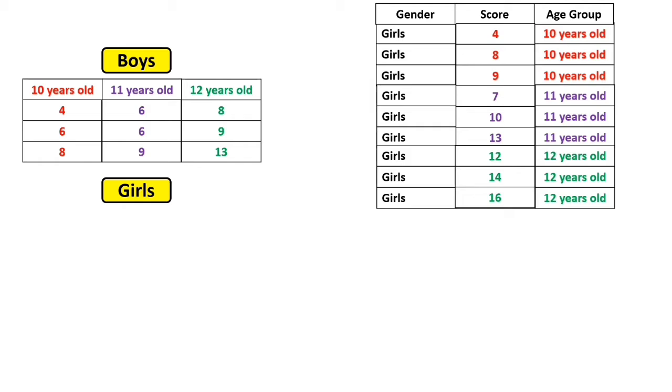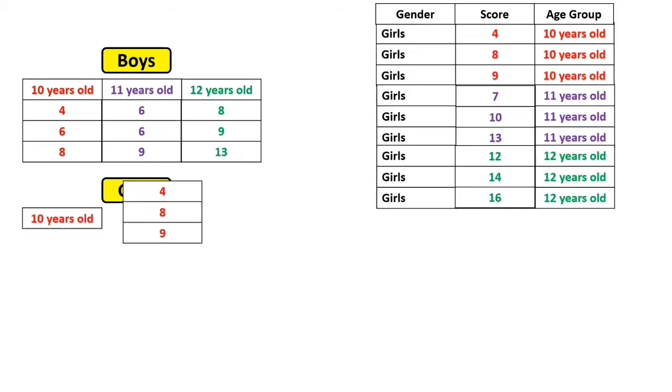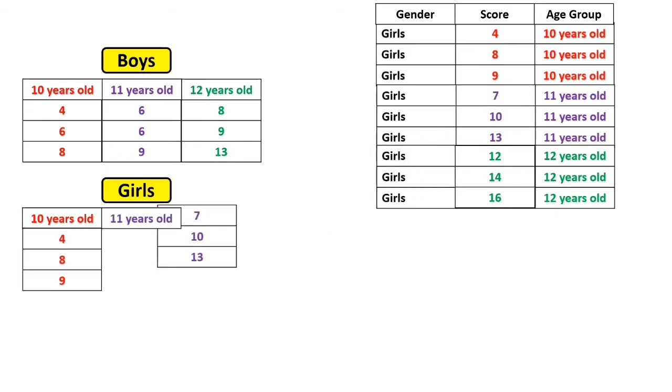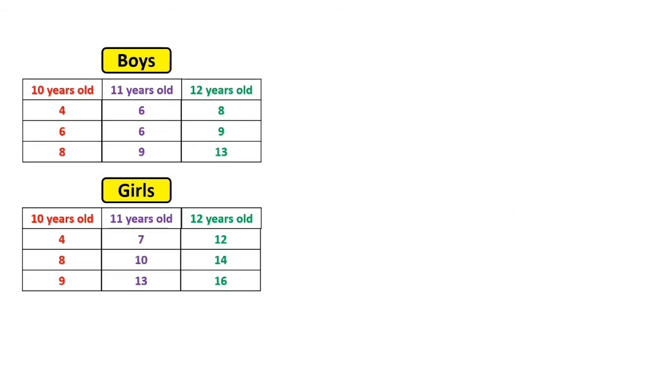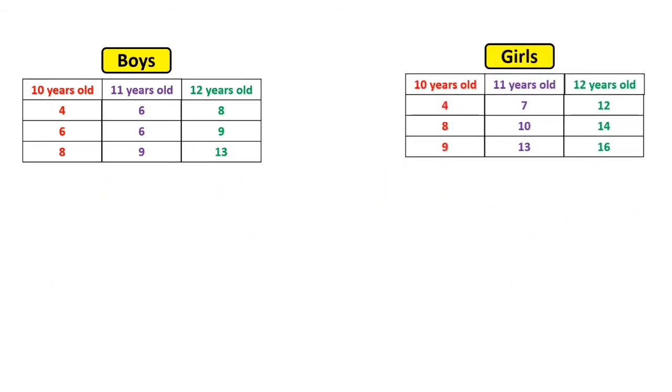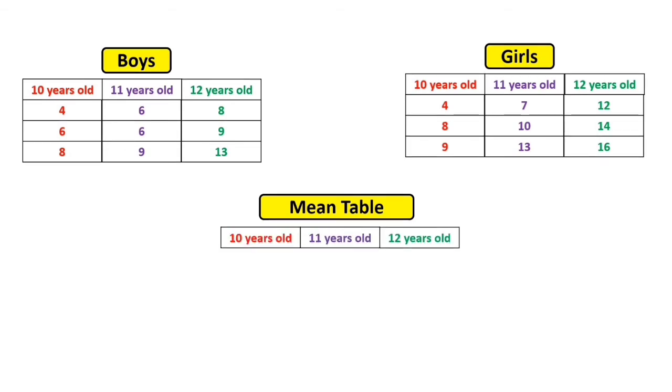Now, let's do the exact same thing to the girls. Like the boys, let's have 3 columns of data: 10-year-olds and their scores, 11-year-olds and their scores, then finally, 12-year-olds and their scores. So now, let's build the third table, the mean table. In this table, let's have 3 columns of data by age group and 2 rows by gender, boys and girls.